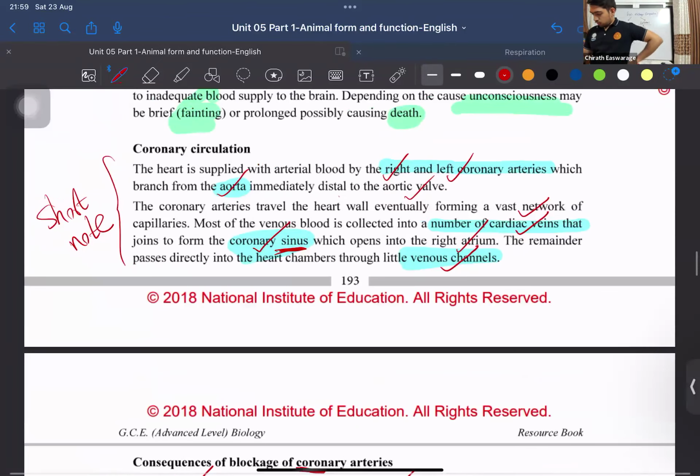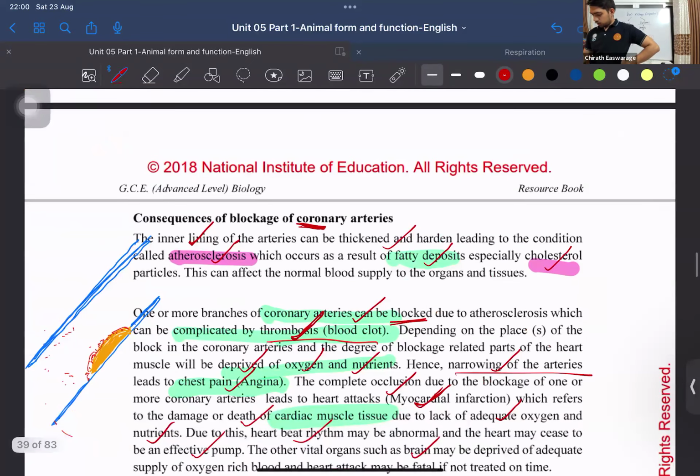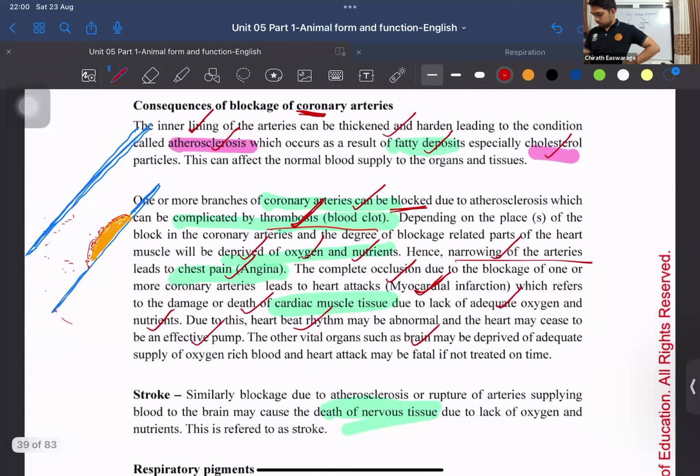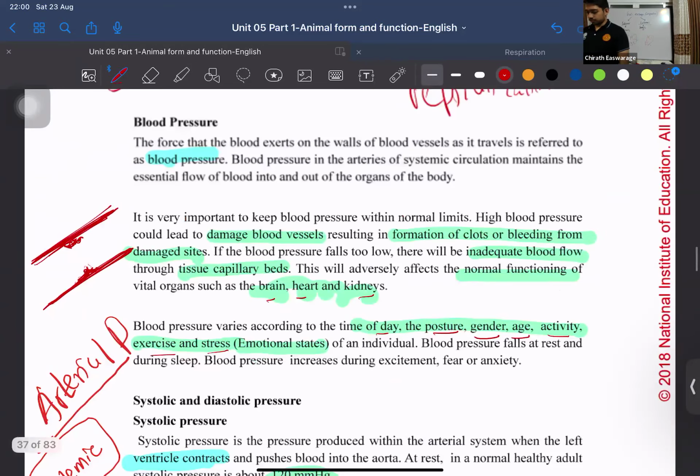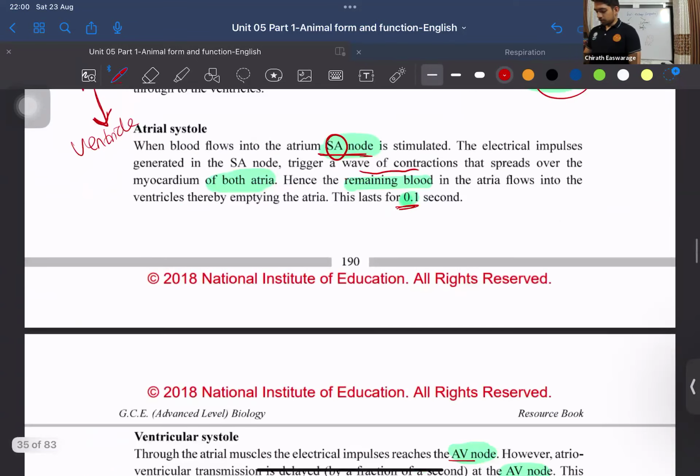1, 2, 3, 4, 5, 6, 7, 8, 9, 10, 11, 12, 13, 14, 15, 16, 17, 18, 19, 20, 21, 22, 23, 24, 25, 26, 27, 28. 28 out of 50 here. Let's see what was the other part. Part A, sorry, yes, part A was actually describe the structure of the heart wall, no? Right, that answer is here.